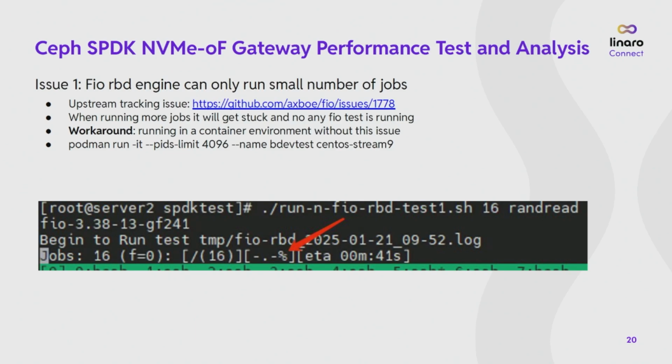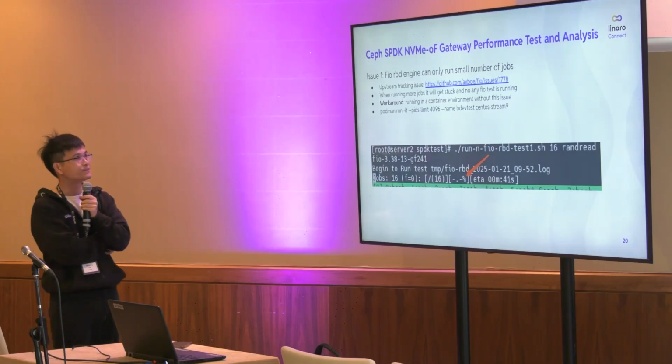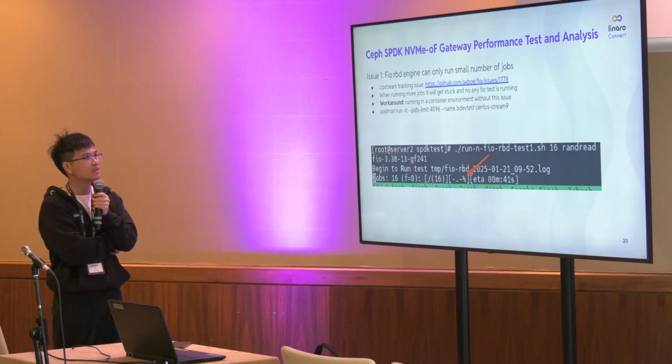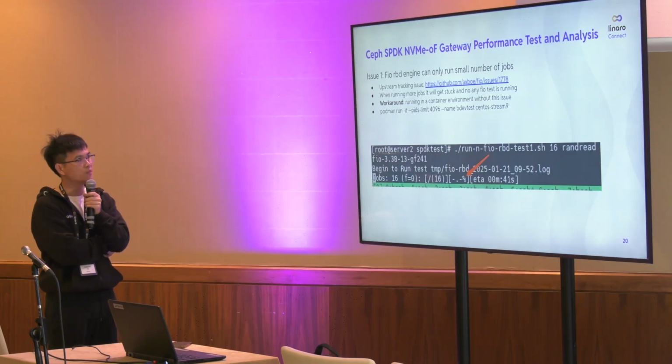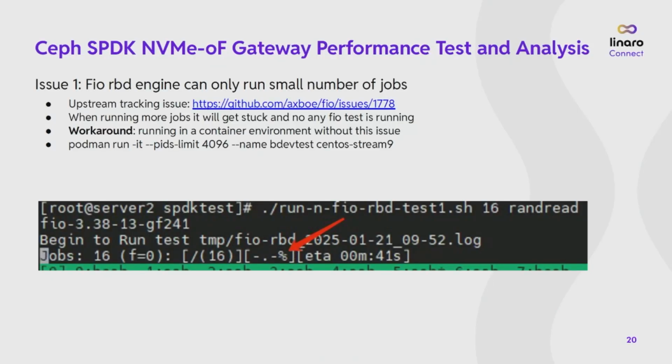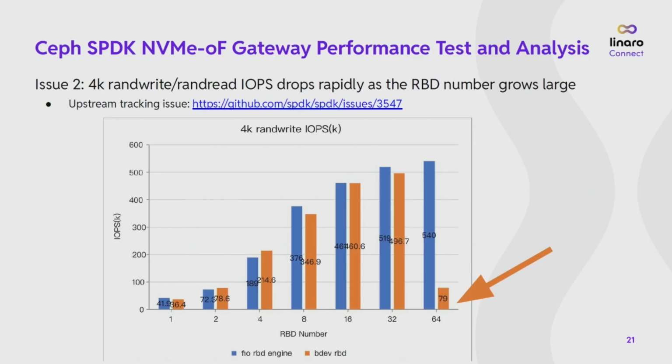And during the test, we found some issues. The first issue is the FIO RBD engine. Maybe it is a known issue. When we are running many jobs, it will get stuck and no FIO test is running. And we also reported our finding to the upstream. And one workload is running in a container environment.